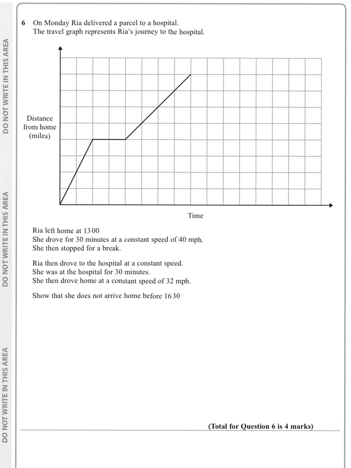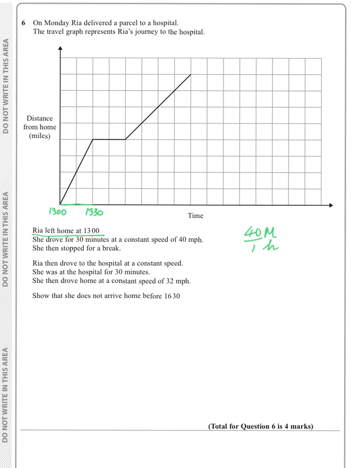Question 6. On Monday, Ria delivered a parcel to a hospital, and the travel graph represents Ria's journey to the hospital. So the first thing we need to look at is that Ria left home at 1300, and she drove for 30 minutes at a constant speed of 40 miles per hour. So this must be 1330 here, because that represents the 30 minutes here, and a constant speed of 40 miles per hour, so that's 40 miles in 1 hour.